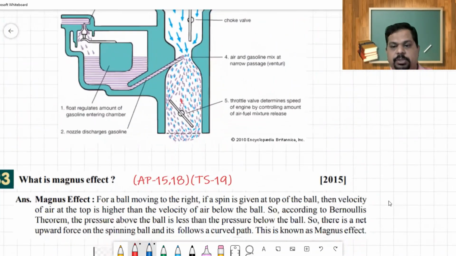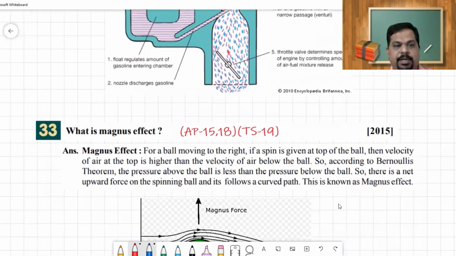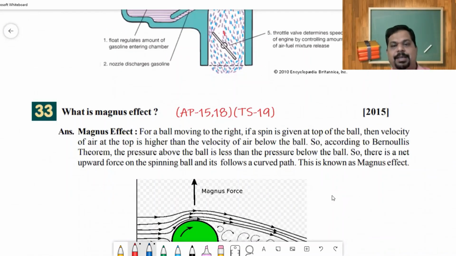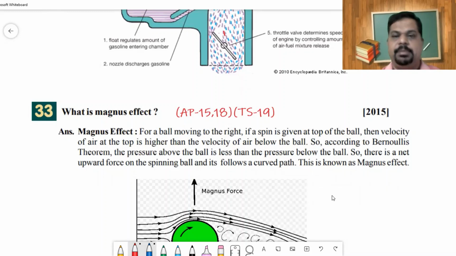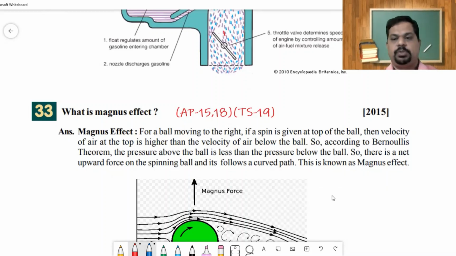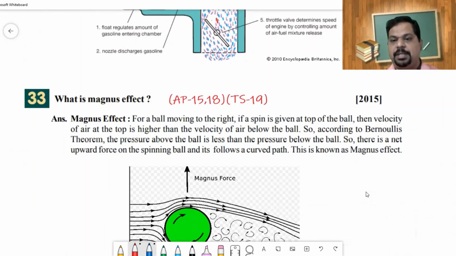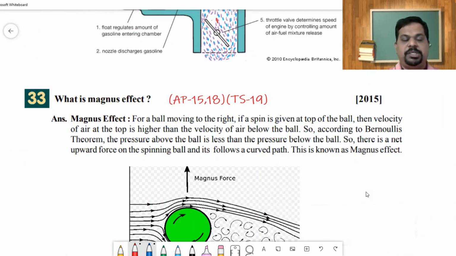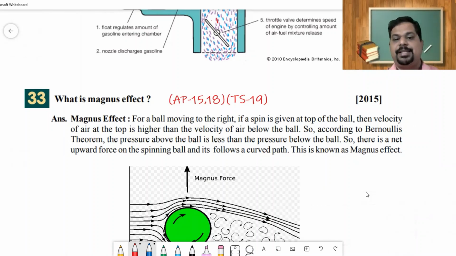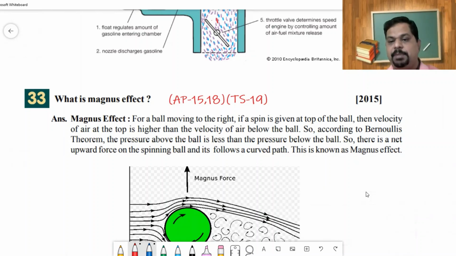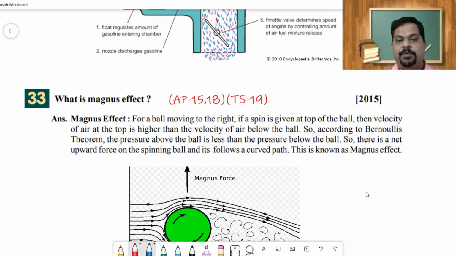Now let's go to the next question. So question number 33. What is Magnus effect? Again, this works on Bernoulli's theorem. So first let me tell you what is Magnus effect. For a ball moving to the right, if a spin is given at the top of the ball, then the velocity of air at the top is higher than the velocity of air below the ball. So according to Bernoulli's theorem, the pressure above the ball is less than the pressure below the ball. So there is a net upward force. This is actually called dynamic lift.